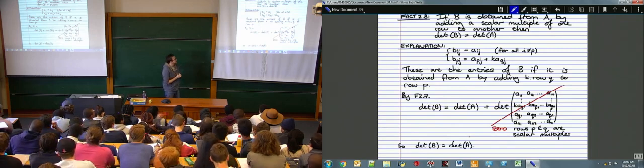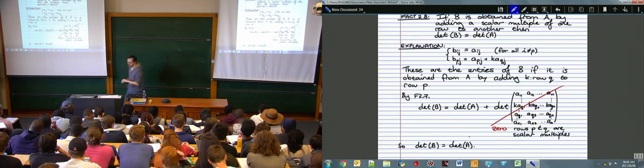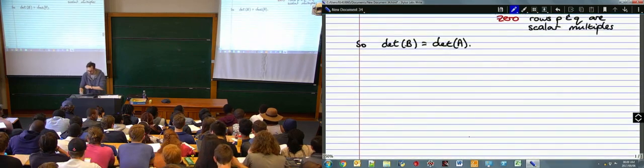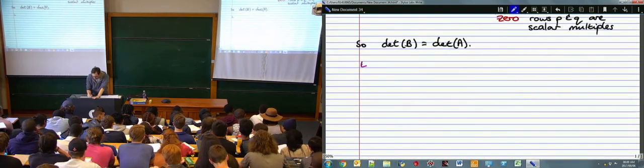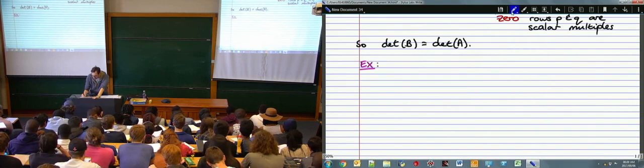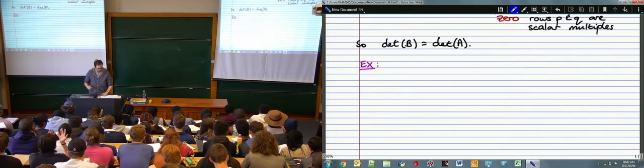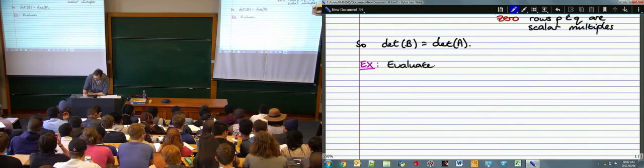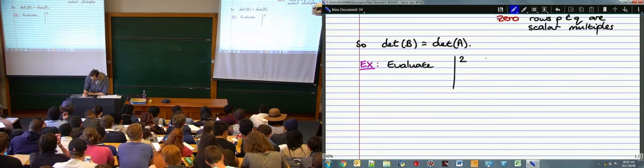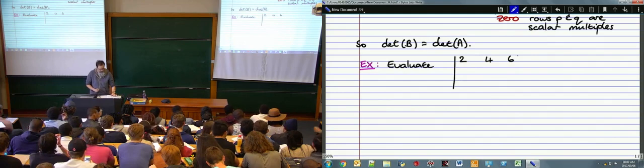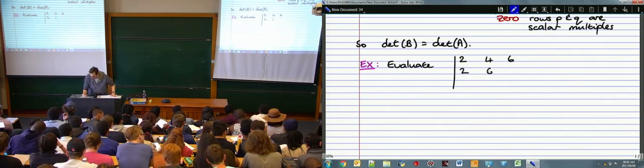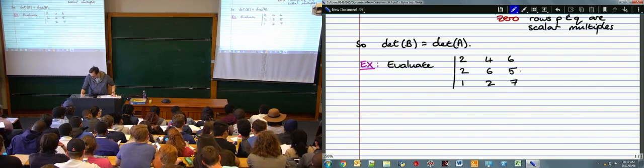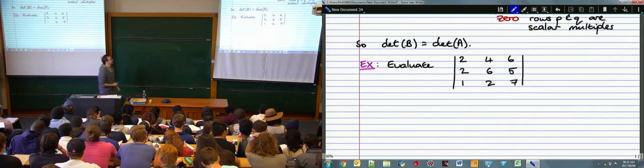Yeah. Okay. So I think then what we can do now is we can work through an example. I'll do the first example and then you can do the second example. So here's the first example. We're going to calculate the determinant of the following matrix. So we're going to say evaluate this over here.